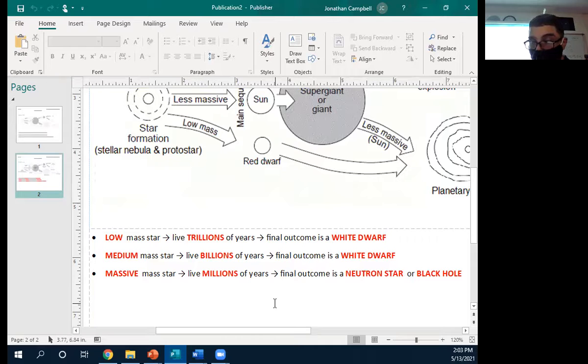So the smaller the star, the longer the star lives. Okay, we all got that? All right. I have one more thing I want to do with you guys. Let's see here. Page 15.